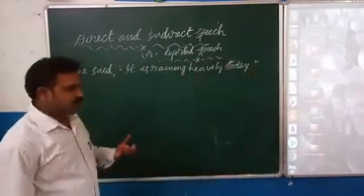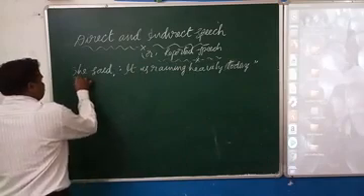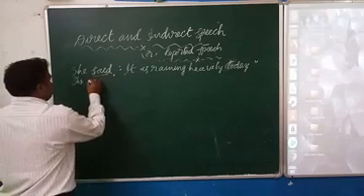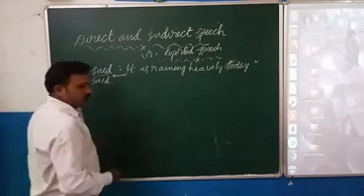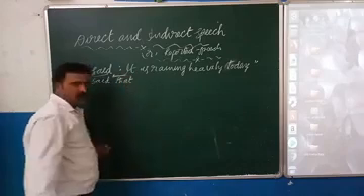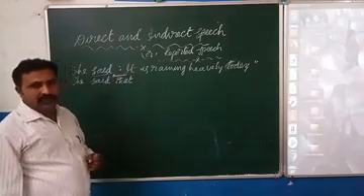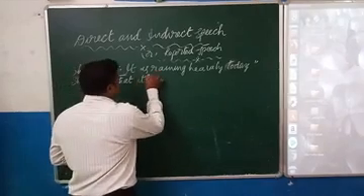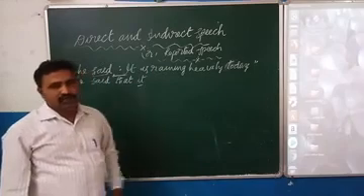So to change this into indirect speech or reported speech, we need to write the subject as it is, and the reporting verb said we can write as said. Then to connect these two clauses, we need to use the conjunction that. Then what is the subject we have here? The reported subject is it, which can be written as it is. It is raining heavily today.